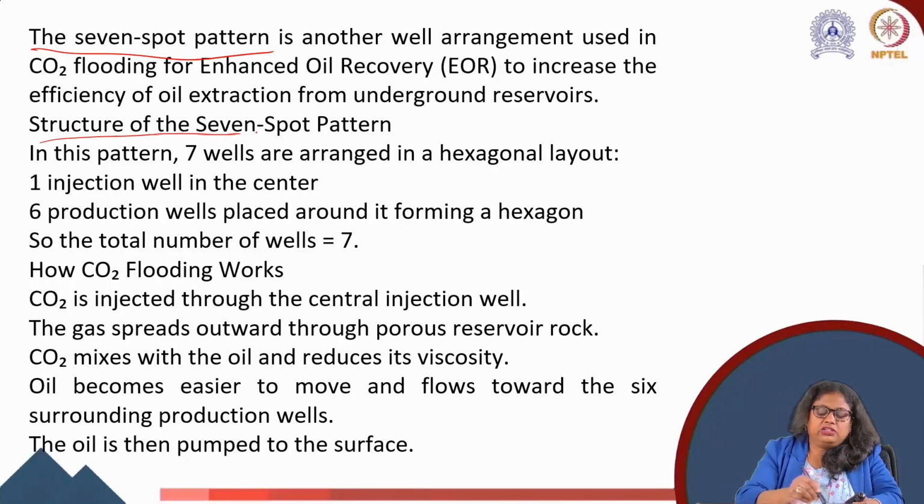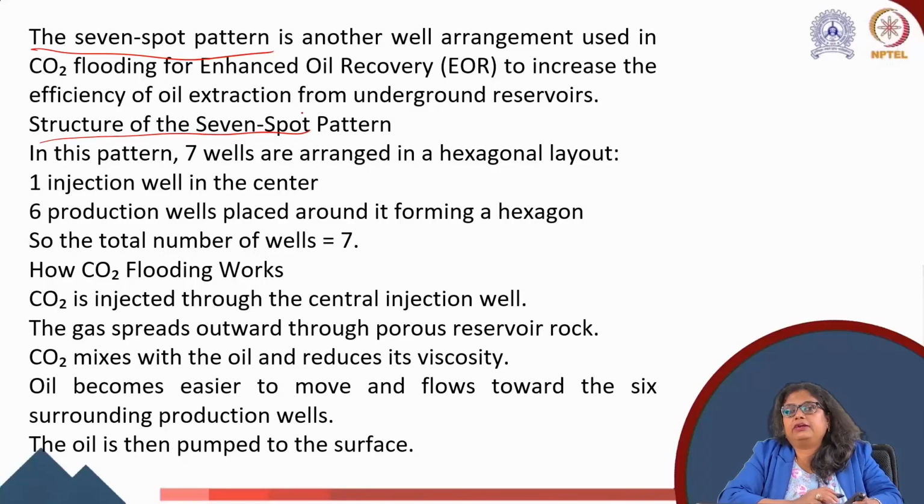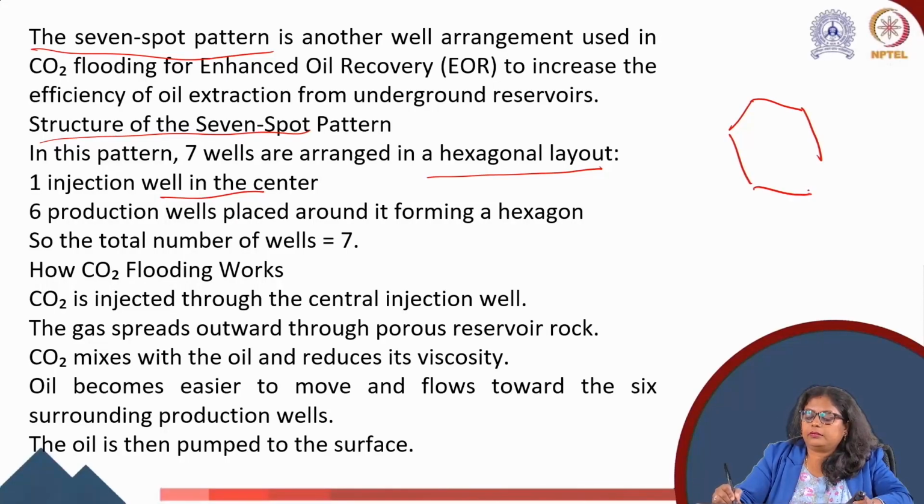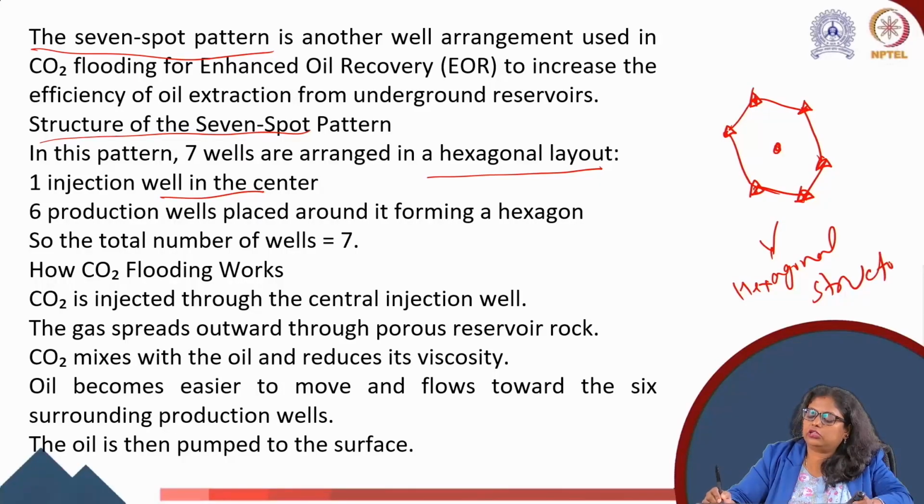So what is the structure of the 7-spot pattern? In this pattern, 7 wells are arranged in a hexagonal layout. So one injection well in the center and 6 production wells placed around it forming the hexagon. So this is the one. So if I take this one well, this is another, this is another. So it is a hexagonal structure we are talking about here.